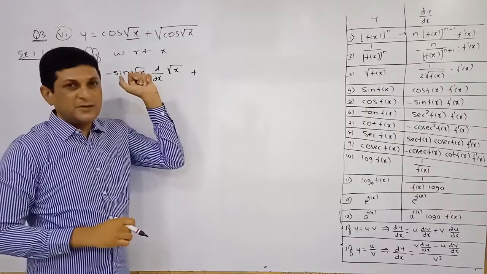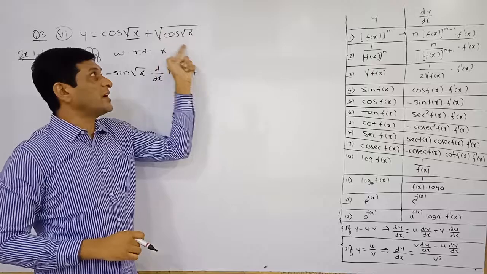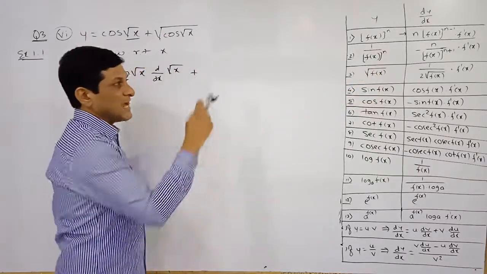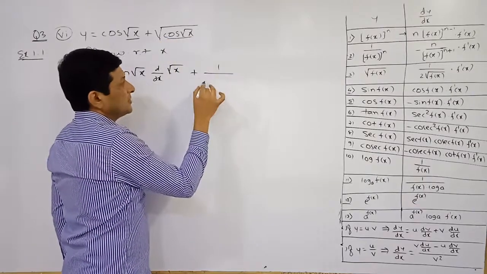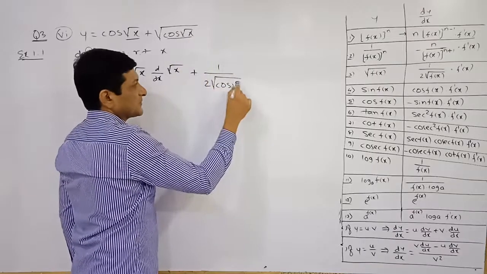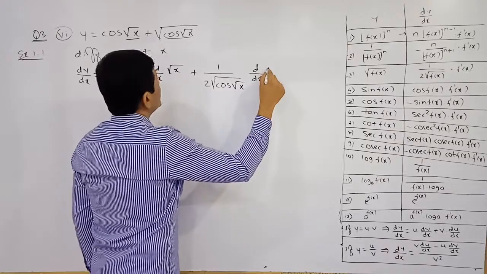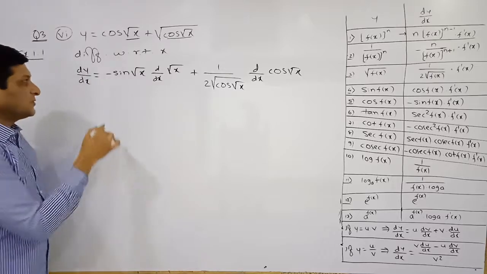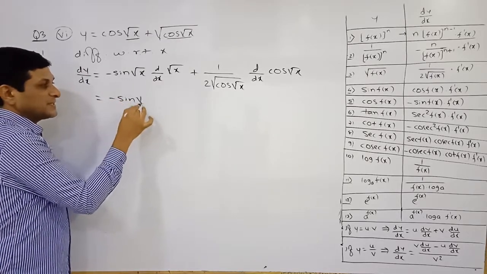Now we are finding the derivative of this term. If you observe this function, it is in the form of under root f of x. So it is in the form of root f of x. According to that formula, this whole term will be f of x. So its derivative is 1 upon 2 root f of x. What is f of x here? Cos root x, into the derivative of f of x. What is f of x? Cos root x. So which is equal to, now keep this first term, minus sin root x, as it is.